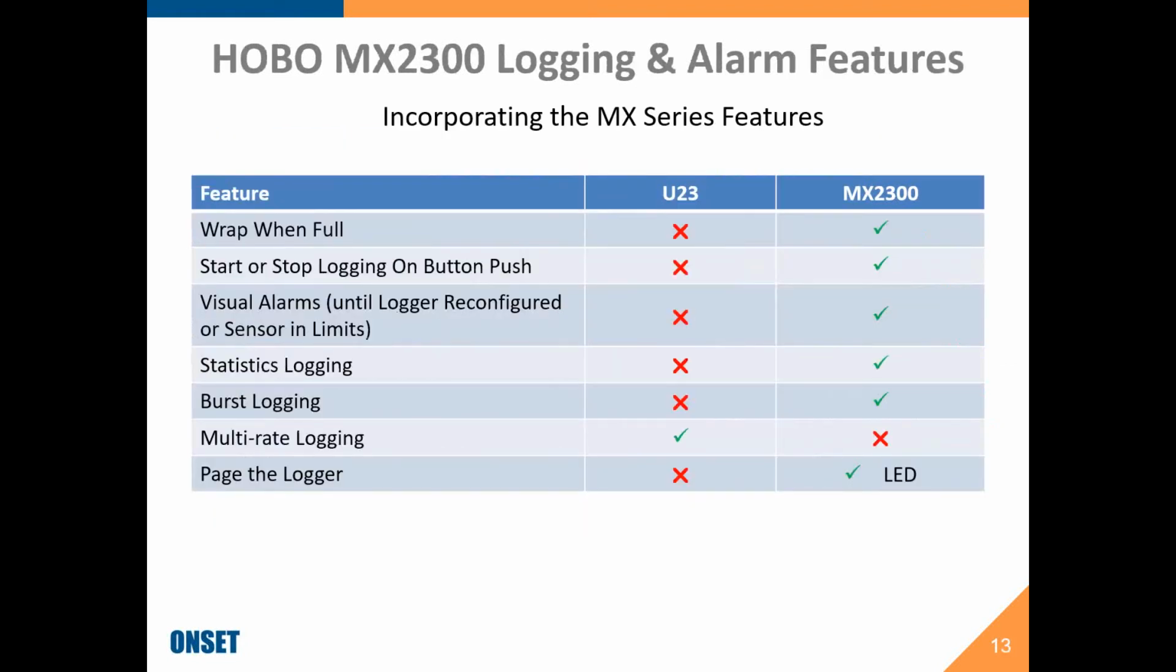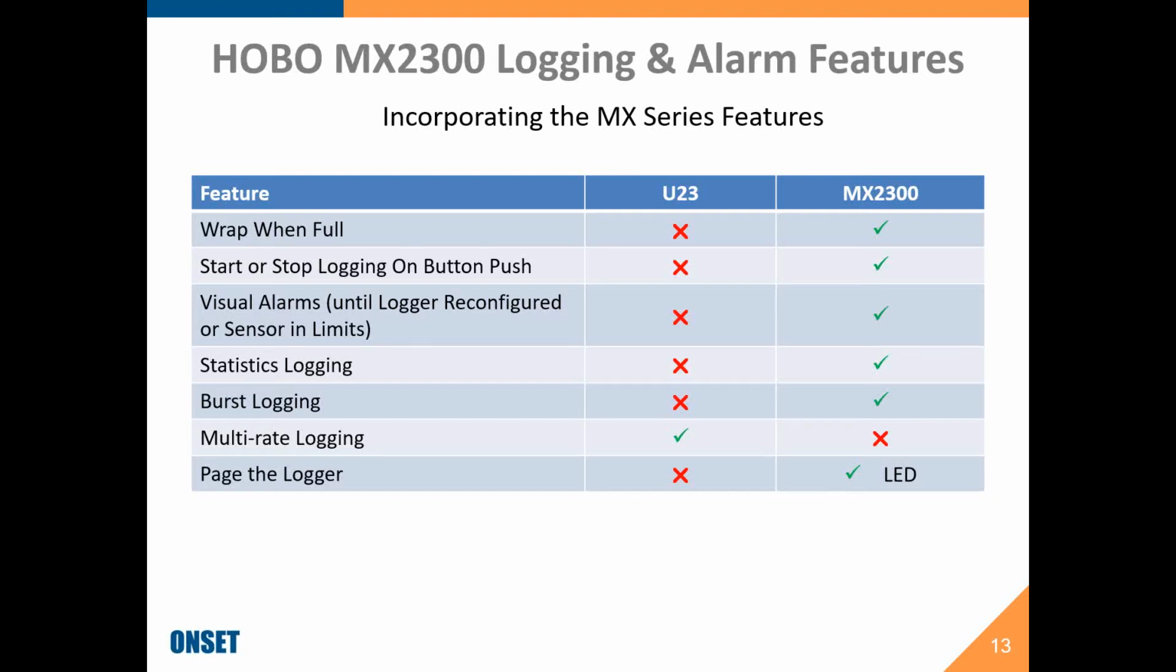Now, the 2300 includes a lot of the logging and alarm features that we've been building into our other MX series loggers. So here you can see the new features in the 2300s versus the U23s. And you can see it's got quite a few different logging modes. You may or may not need these, but let me go through them in case they are of interest. One is it will wrap around when full, and you have a choice. It can either stop when full, or it can wrap around when full and continue to capture the newest data.